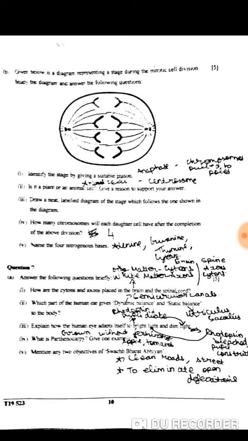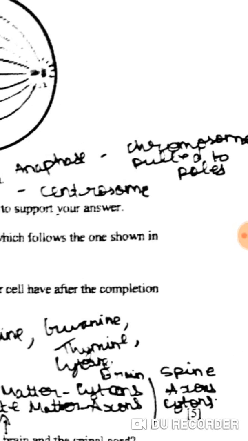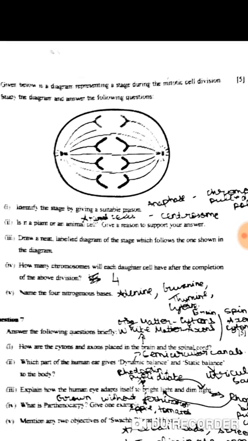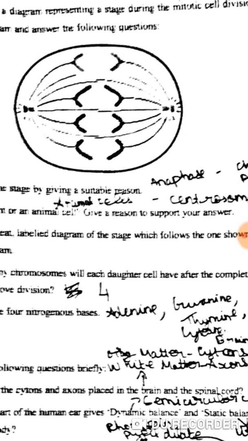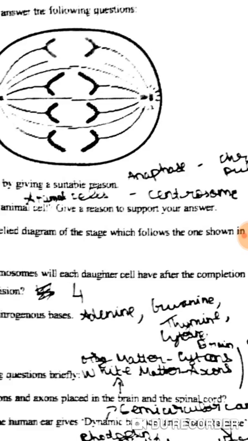Now B, first one. Identify the stage. The stage is anaphase. The reason is chromosomes are pulled to the poles by the spindle fibers. Second one, is it a plant cell or animal cell? Give a reason to support your answer. These are animal cells. The reason is centrosome is present along with the asters.